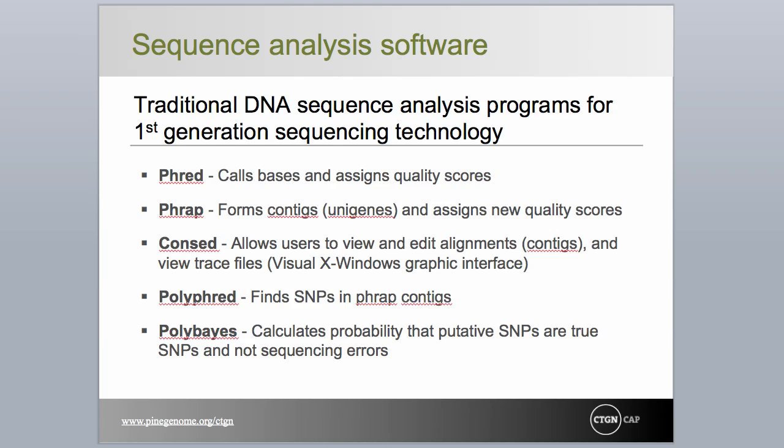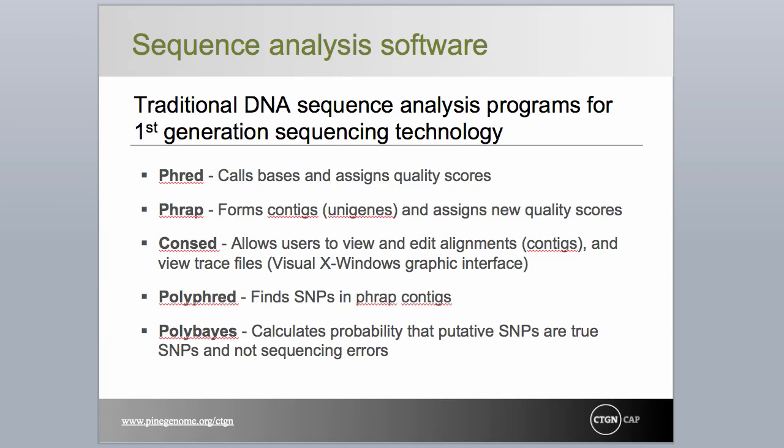An array of Unix-based software tools, largely developed by scientists at the University of Washington in Seattle, have been built and continuously modified over the years to process DNA sequence generated by Sanger sequencing technology. They are intended to be used in a pipeline that handles large data sets in a high-throughput manner.